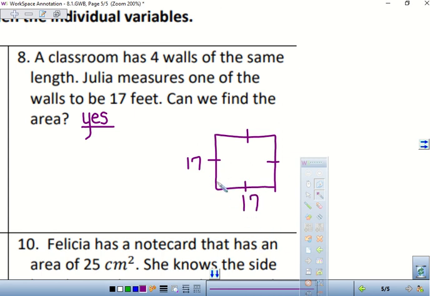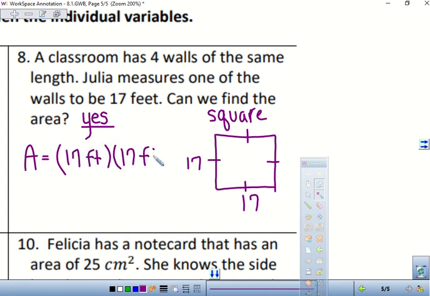So how would we find area of a square? It's technically a square, isn't it, the shape? Yeah. So area of a square is a special type of rectangle, right? So area is equal to what times what? 17 times 17. Good. 17 feet times 17 feet, the length times the width. So area is equal to 289 feet squared.